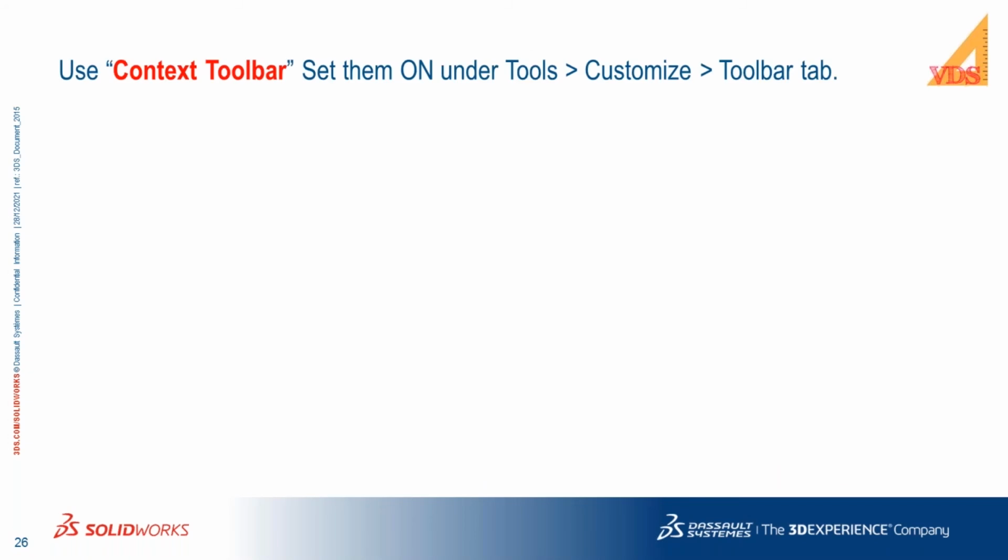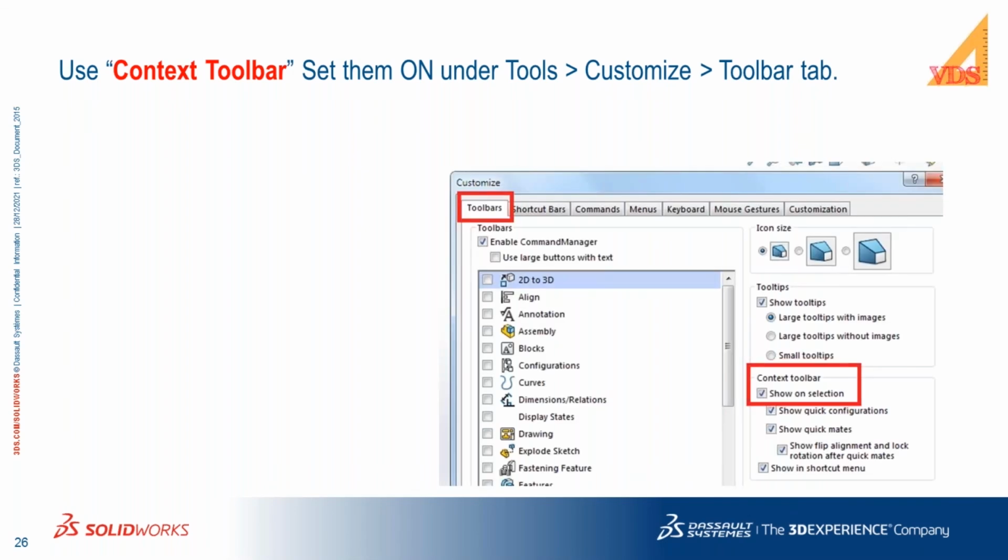The next one is the context toolbar. This is something that, when you click on a view, an assembly component, or a geometry, it will highlight options for you. It is similar to the S key bar, but it appears when you click on something. You can find it again in the customize tab. You have to make sure that the context toolbar is selected to show.